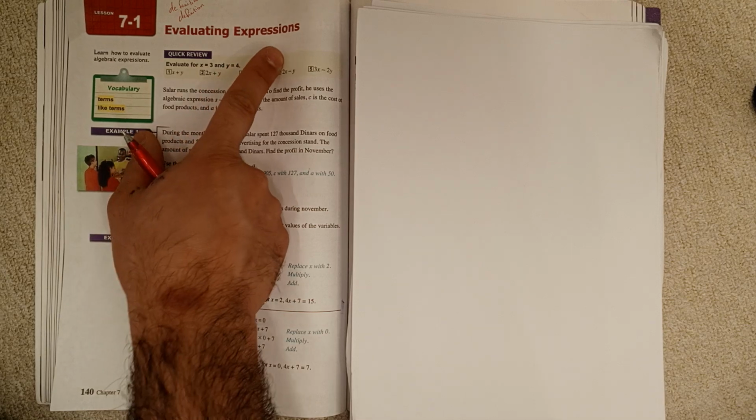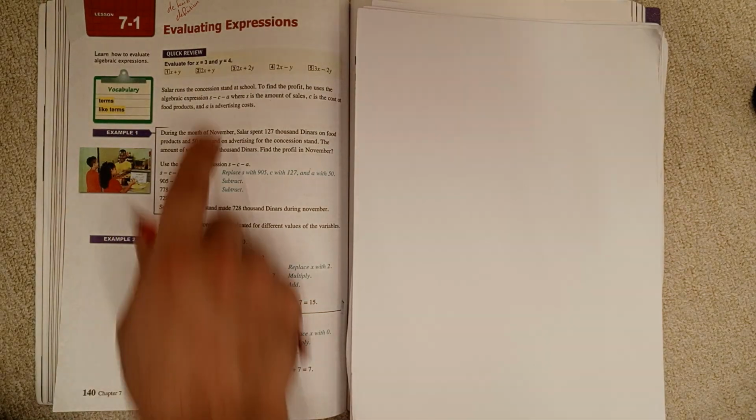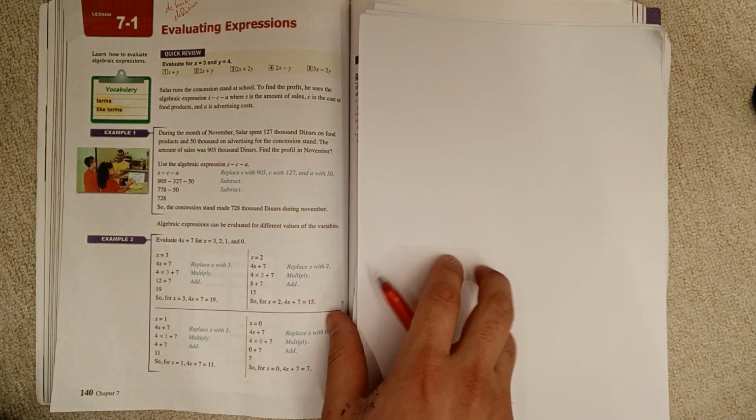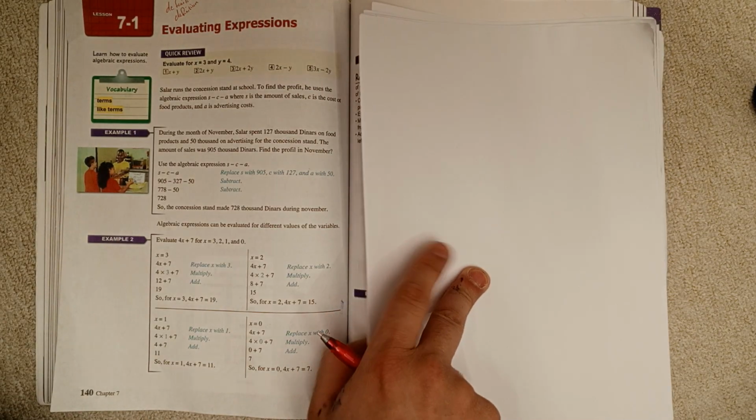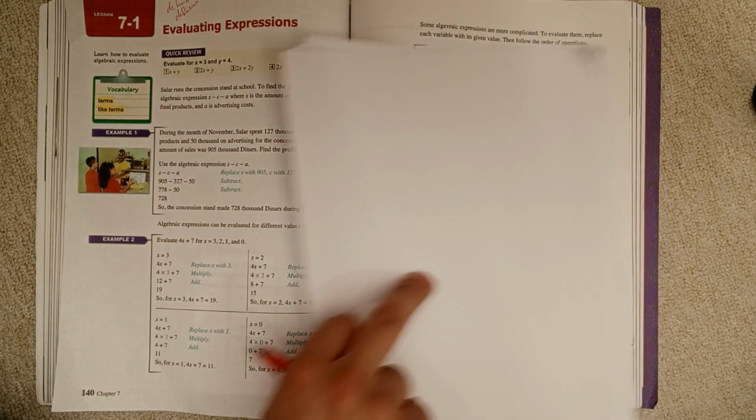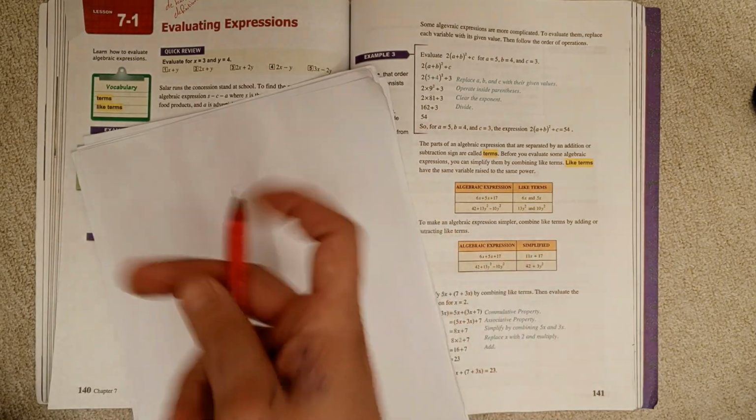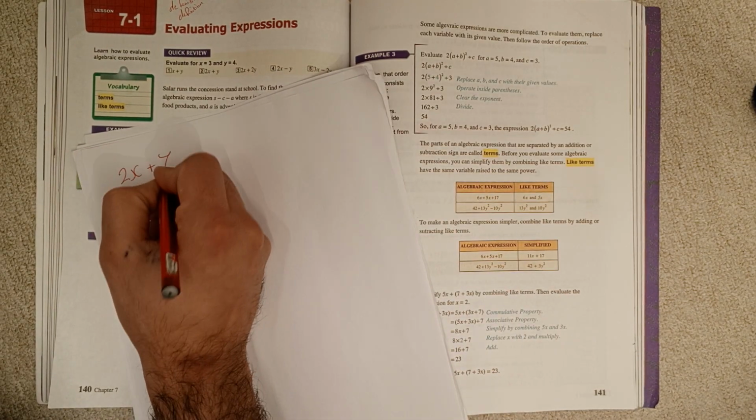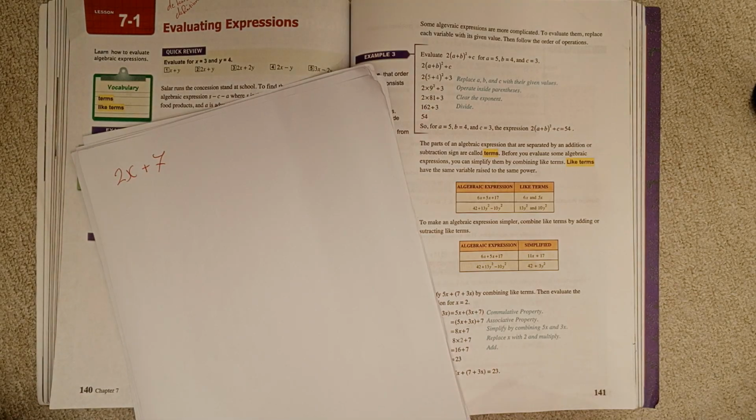In chapter 7, the first lesson is about evaluating expressions. Evaluating expressions. First one, what does the expression mean? An expression is combining numbers, operations, and sometimes variables. For example, 2x plus 7 is called an expression.